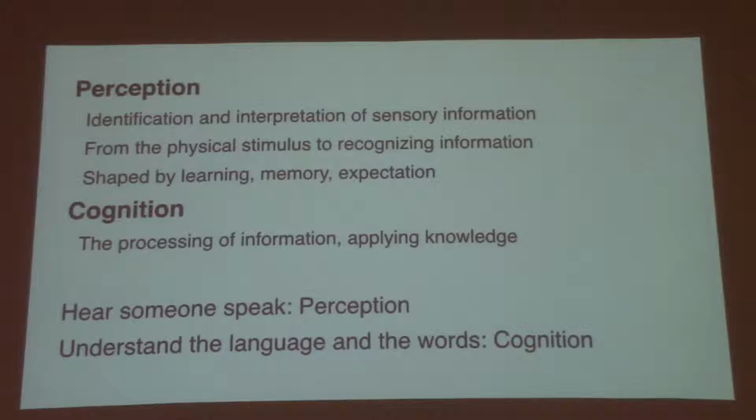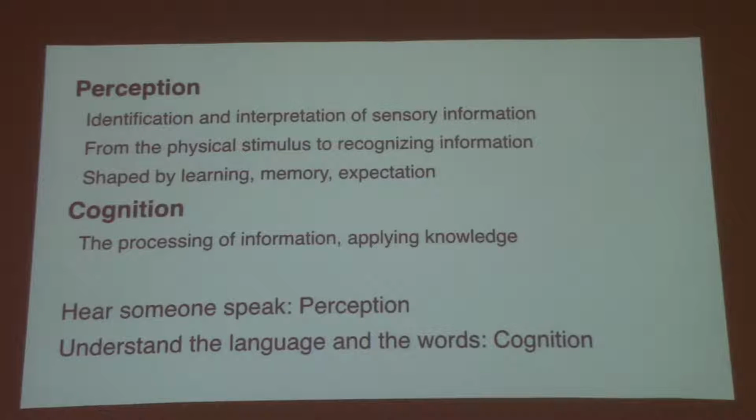There are two different things that are important to distinguish: perception and cognition. Perception is essentially the identification and interpretation of sensory information. You have a physical stimulus, and then you go on to recognizing information. Your perception is shaped by learning, memory, and expectation. Cognition, in contrast, is the processing of information, so applying knowledge.